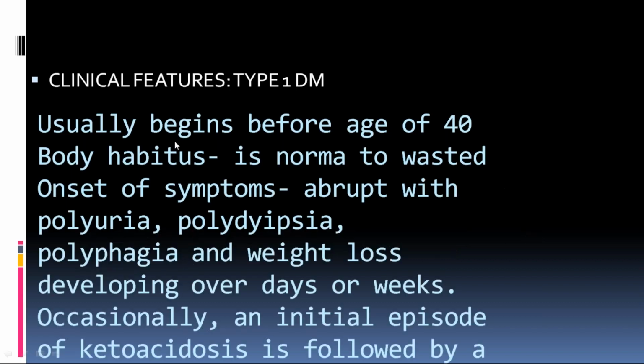Now coming to clinical features, which is the last part. In type 1 diabetes, usually it begins before the age of 40. Here the body habitus is normal to wasted. The onset of symptoms is abrupt with polyuria, polydipsia, polyphagia, and weight loss, which develop over days to weeks. Occasionally an initial episode of diabetic ketoacidosis occurs; usually in type 1 diabetes mellitus, they present with diabetic ketoacidosis.